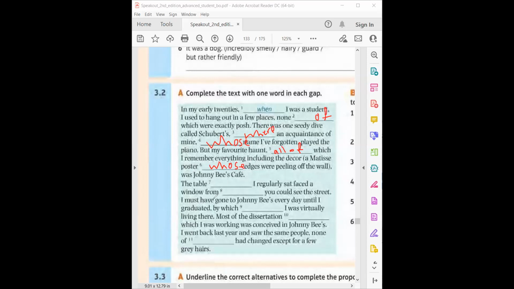Okay. The table which I regularly sat. Okay, it's where, because sat, it's a place. Oh. Okay, they're not talking about the table, they're talking about the place where I regularly sat, faced a window from which you can see the street. Thank you. From which you can see the street. Okay. Go on.